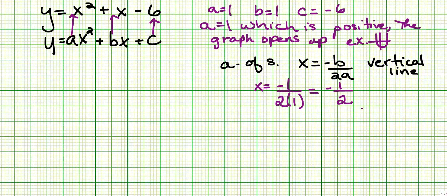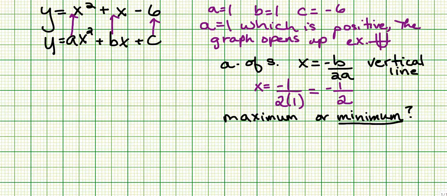Okay, so now does this graph have a maximum point, a high point, or does this graph have a minimum point? Now this is what confuses people sometimes. Because a is positive, people will often think that it has to have a maximum point. But since a is positive, that's causing the graph to open up, which is going to cause it to have a minimum point. Okay, so we're going to have a minimum point in this graph.